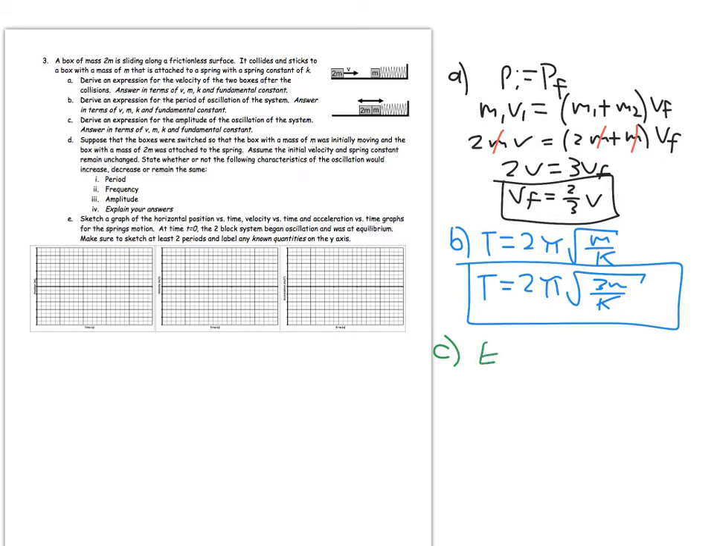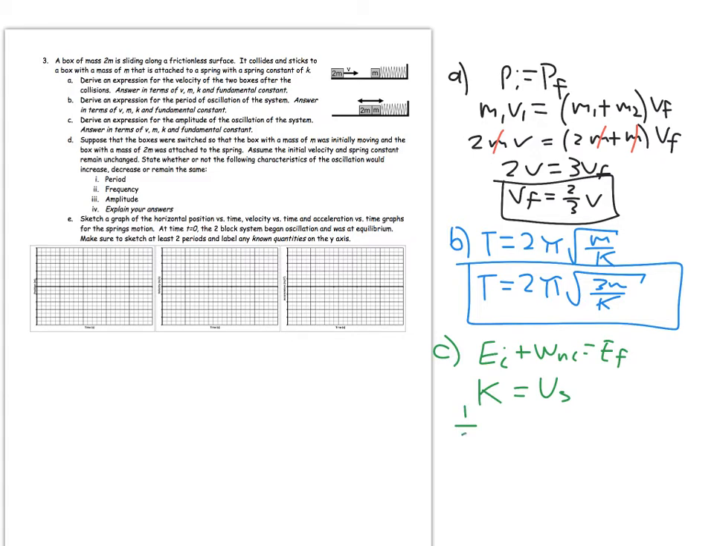For part C here, we want to figure out the amplitude of oscillation of the system, and so to do that, I'm actually going to think about conservation of energy here. I know that once my system begins oscillating, I start with all kinetic energy, and that kinetic energy gets transferred into spring potential energy. I can solve for x, the distance the spring is stretched or compressed, and when it's at its maximum compression, when it's all spring potential energy, that will be my amplitude, that distance stretched or compressed.